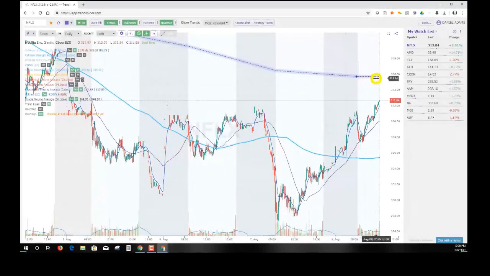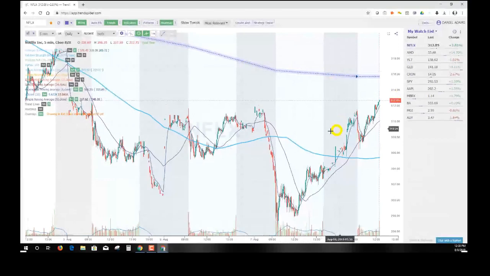I want to know when we start to get up to this 9 EMA, because price always wants to go back to these 9 EMAs. Doesn't matter what time frame you're on, what style of trader you are, you're going to be dealing with this 9 EMA a lot. And for day trading, that's especially so.